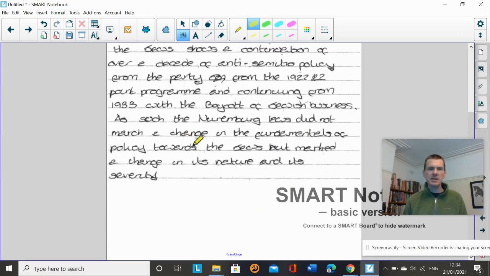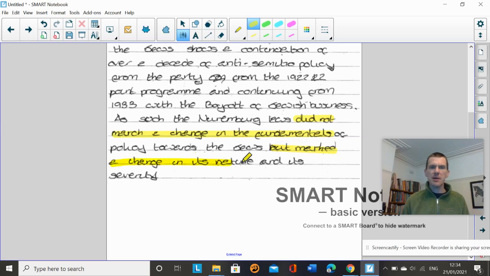As such, the Nuremberg laws did not mark a change, I think, in the fundamentals of the policy towards the Jews, but marked a change in its nature and severity.